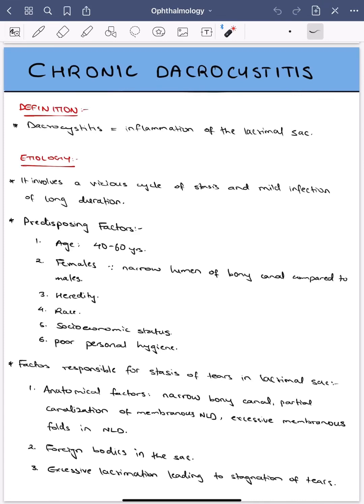In this lecture, we'll be discussing chronic dacrocystitis. Beginning with the definition, dacrocystitis refers to the inflammation of the lacrimal sac. Now, the etiology involves a vicious cycle of stasis and mild infection of long duration. So again, remember stasis and mild infection of long duration.